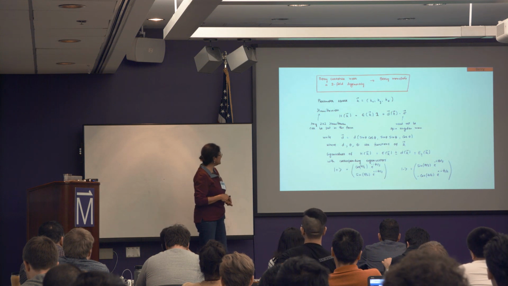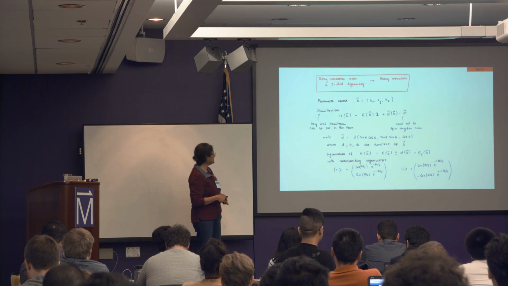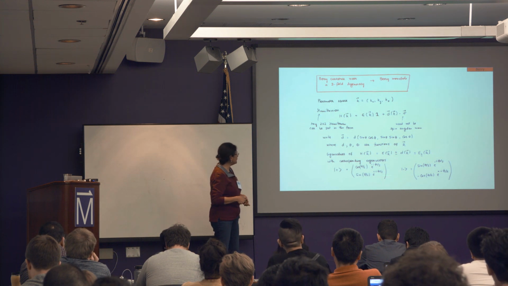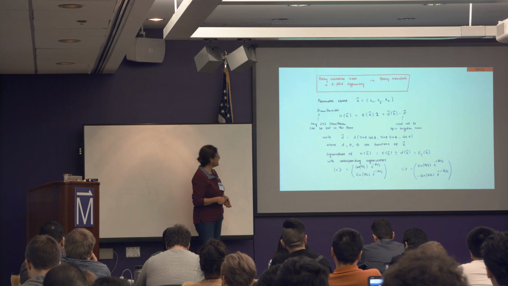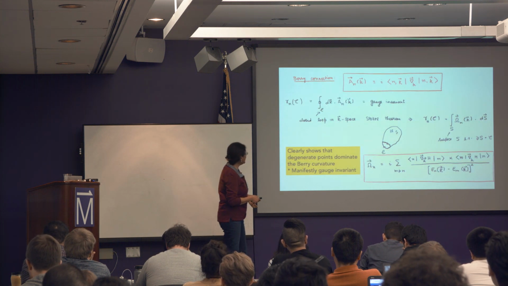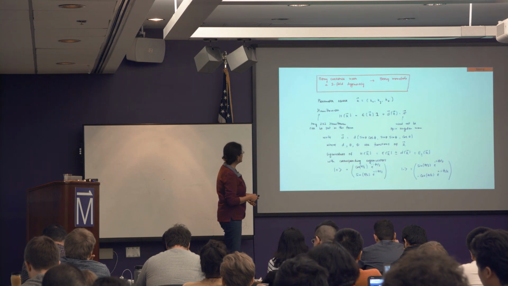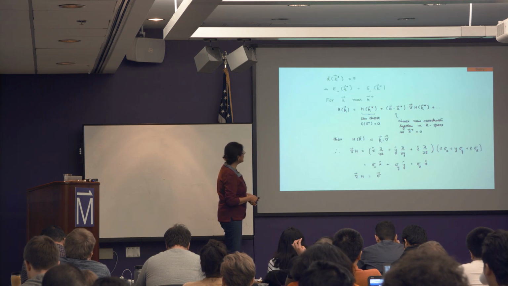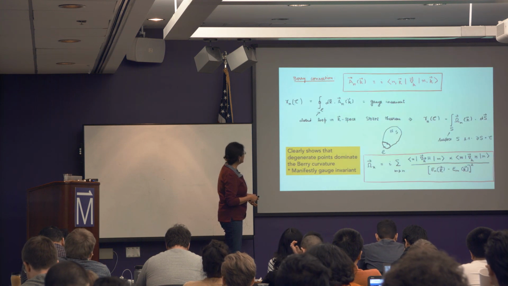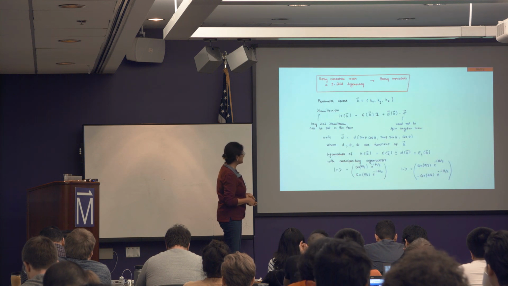So d has some direction described by theta and phi. And as you know, for such a two-level system, the eigenfunctions are these two spinors, denoted by plus and minus. So the simplest thing you can do is just take these spinors and evaluate what the Berry flux is, just using the spinor wave functions.